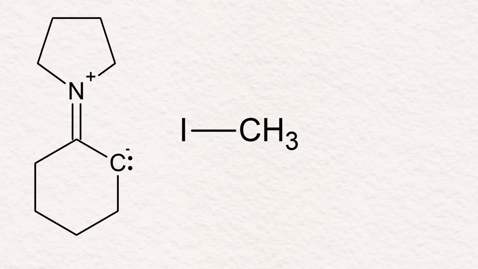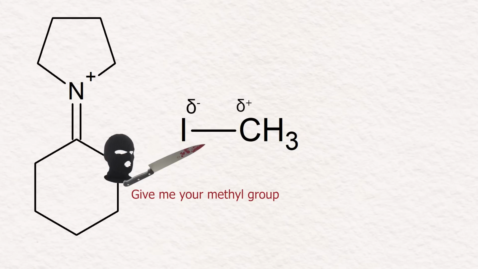Because iodine is so electronegative, it loves to hold on to electrons, which means that the bond between the iodine atom and the methyl group is polarized. The electrons from the bond hang closer around iodine, which causes the iodine side to be more negative and the methyl side to be more positive. Because the methyl group side is positive, the nucleophilic carbon can attack the methyl iodide and steal its methyl group.